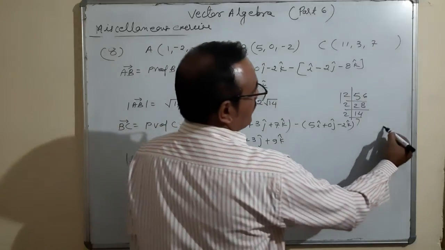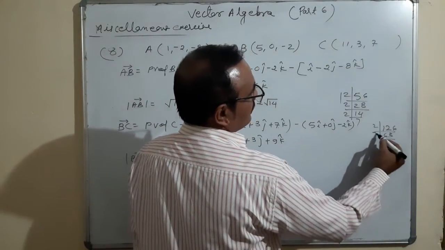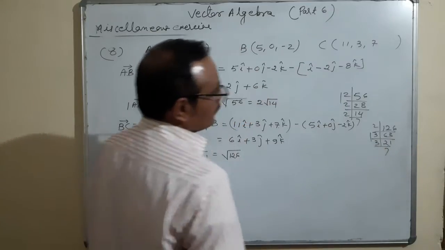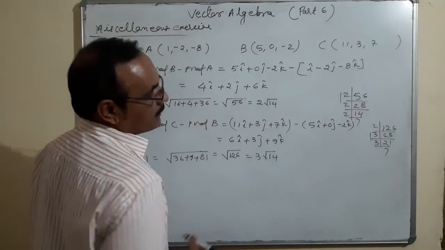And what is the prime factor of 126? 63, 21, 7. So it is 3 root 14. 3 under root 14. Okay.